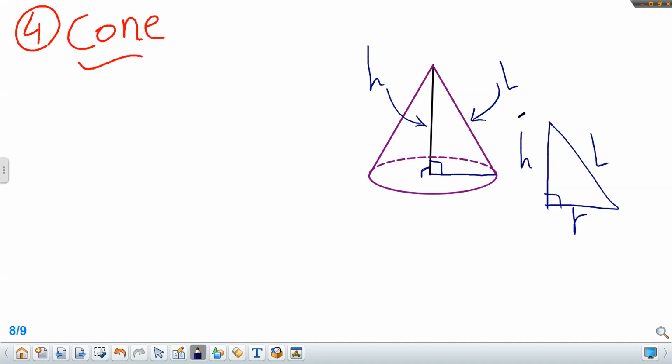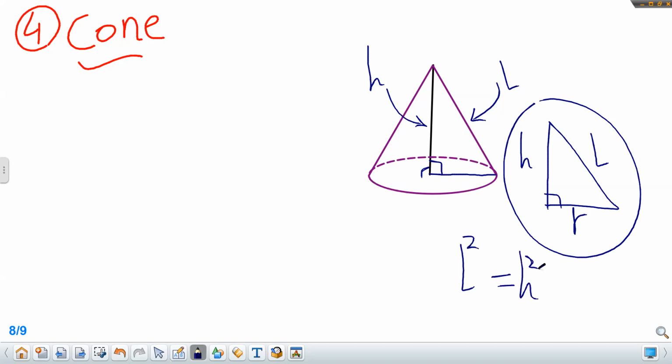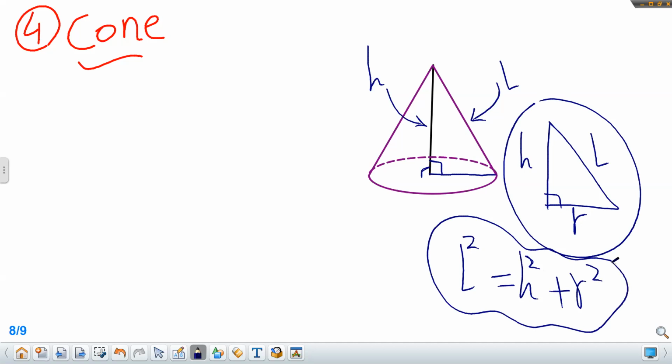So you must know this relation between slant height and radius, because if you have two of them, you can find the third one using the Pythagorean theorem. So here you can say L power 2, slant height power 2, equals height power 2 plus radius power 2. You can use this relation in any problem. Okay, let's go to the rule of the volume.